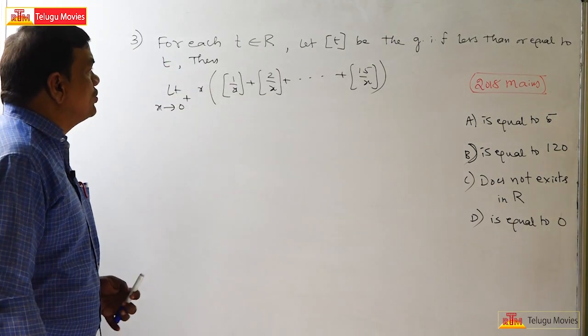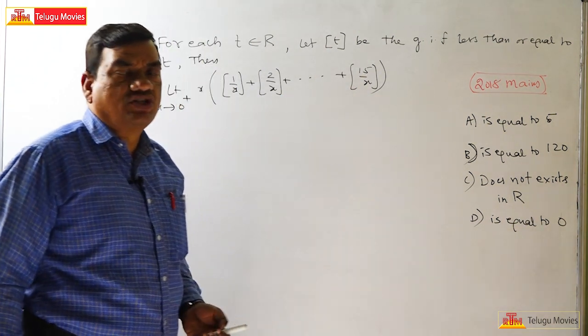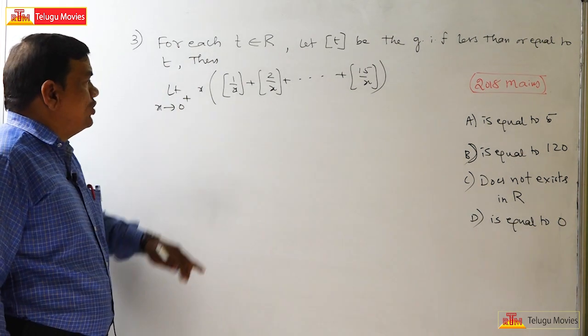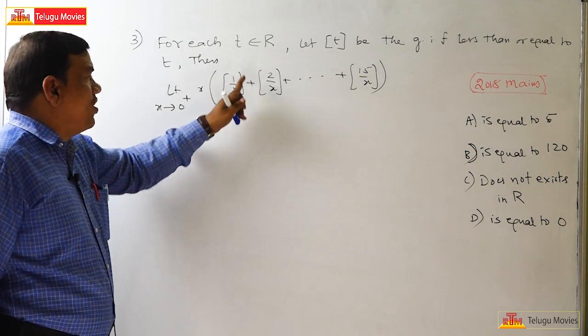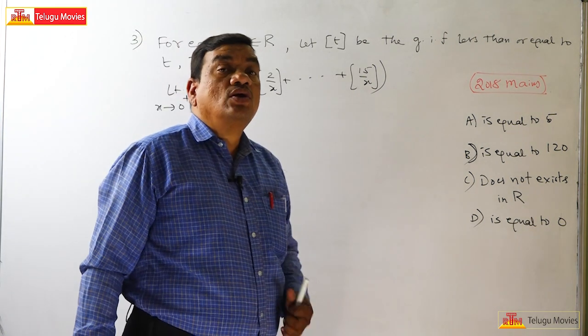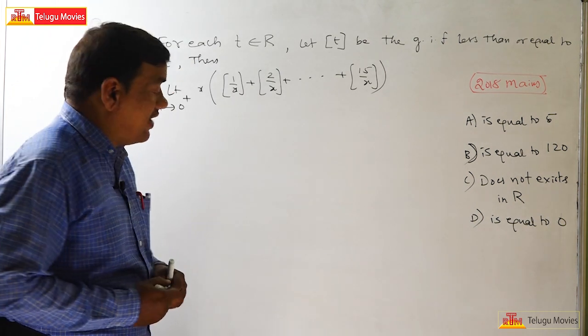For each t belongs to R, let step of t be the greatest integer function less than or equal to t. That is well known. Find the limit as x tends to 0 plus of x times step of 1 by x plus step of 2 by x plus, and so on, step of 15 by x. How much is it equal to? So options are also readily available.